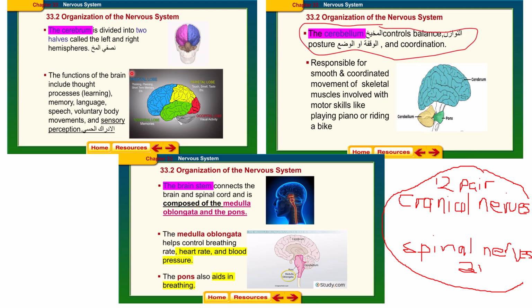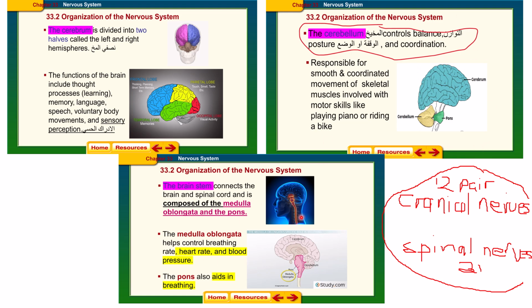You can see the cerebrum is divided into two parts, the left and right hemispheres. The right controls the left part and the left controls the right part, and it has functions like memory, learning, language, speech, and voluntary body movements, like walking and running, and whatever movements you can control are mainly controlled by the cerebrum of the brain. Then coming to the cerebellum, the function is mainly balance, coordination and posture. So the cerebellum is responsible for controlling your balance and posture.